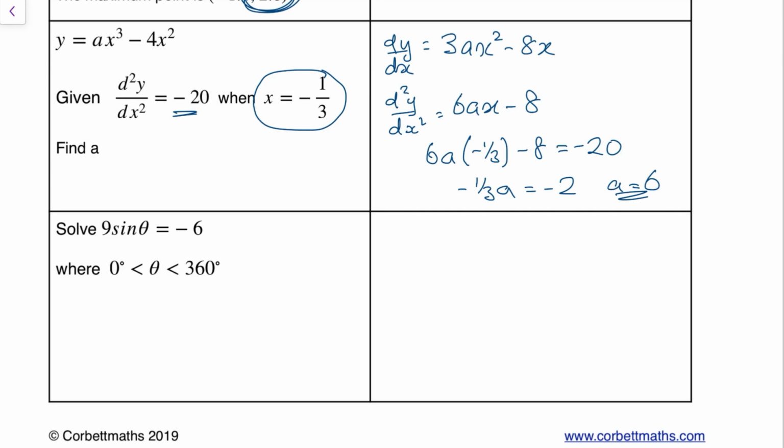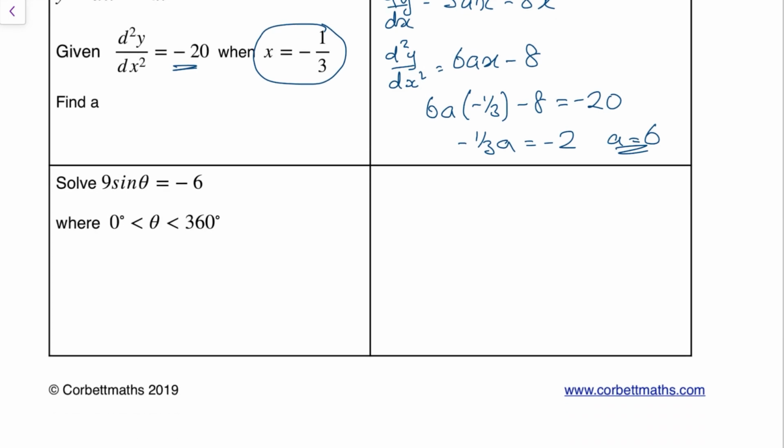Good sort of little understanding question. I like that question. Next and final question today. Solve. So again, today's been a pretty straightforward day of just checking you understand various techniques, isn't it? So solve 9 sine theta equals minus 6. In other words, sine theta equals minus 2/3.